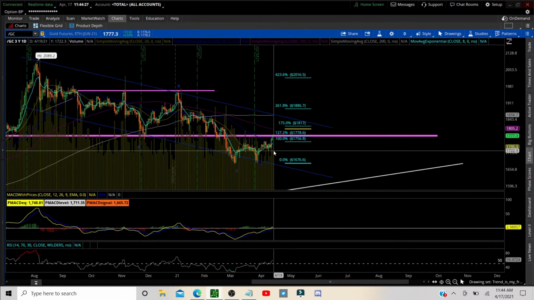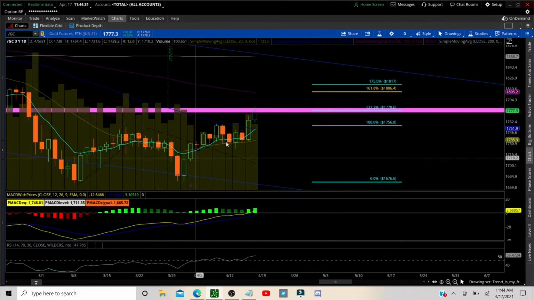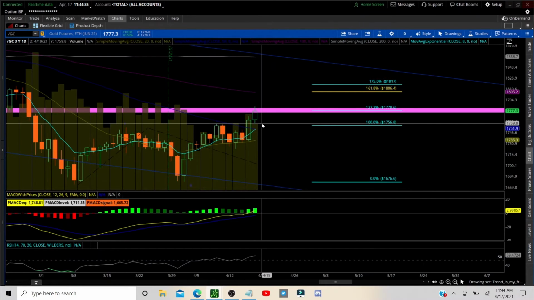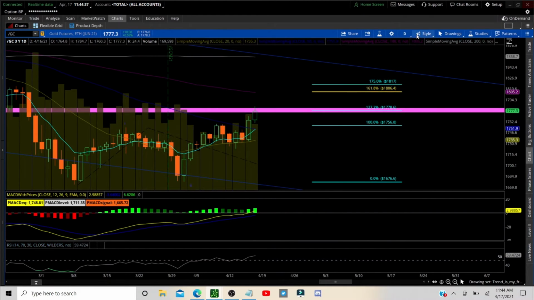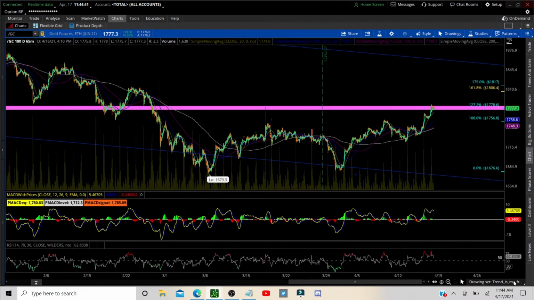We did regain the 8MA, the 20MA. Get in a little closer. We regained that 20MA, the 8MA, the 50. So we're looking really good on this daily. Okay, let's get down to the nitty gritty on the 65.